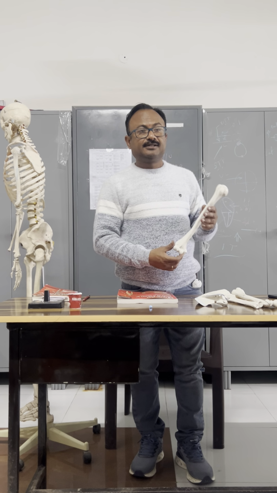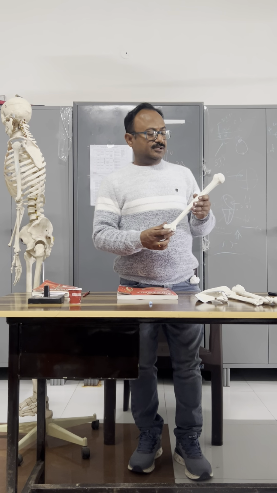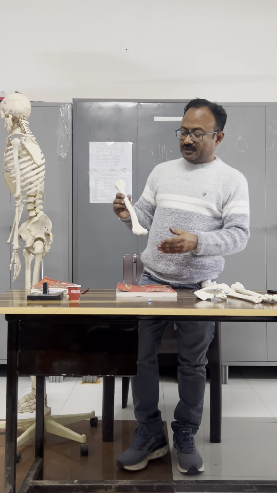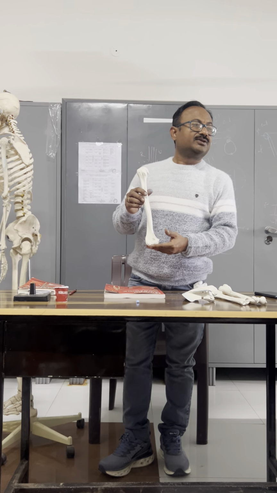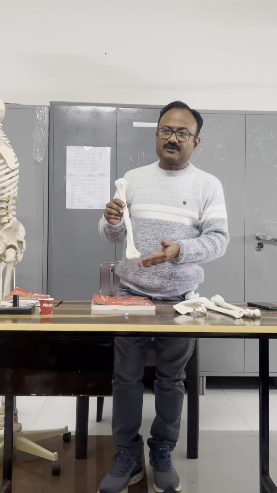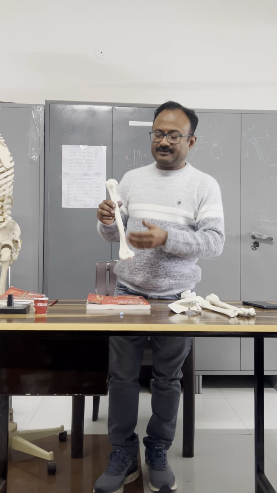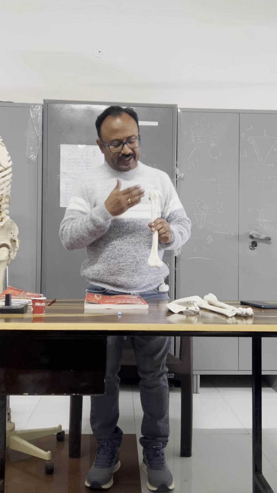This is the humerus bone. When we talk about the humerus bone, you will find it is a long bone. It has two ends, upper end and lower end, and a shaft.